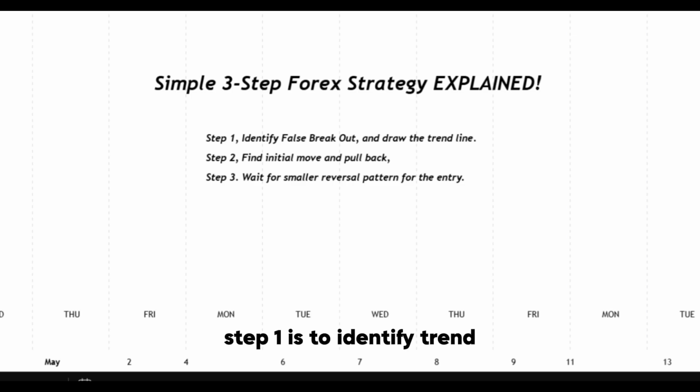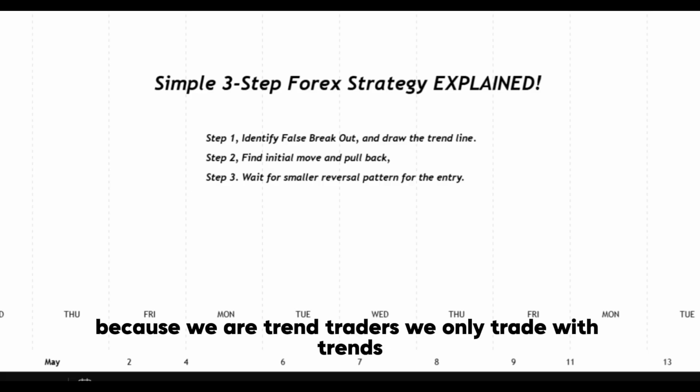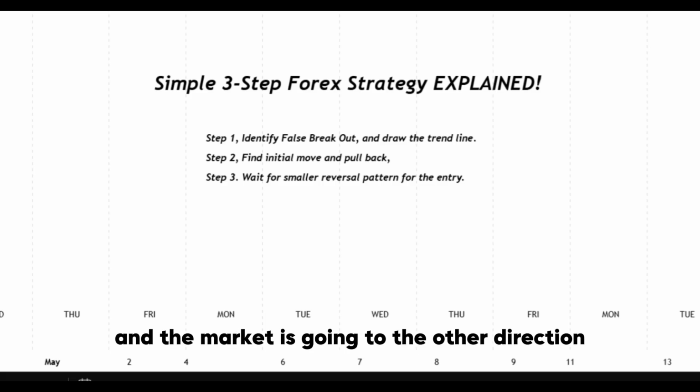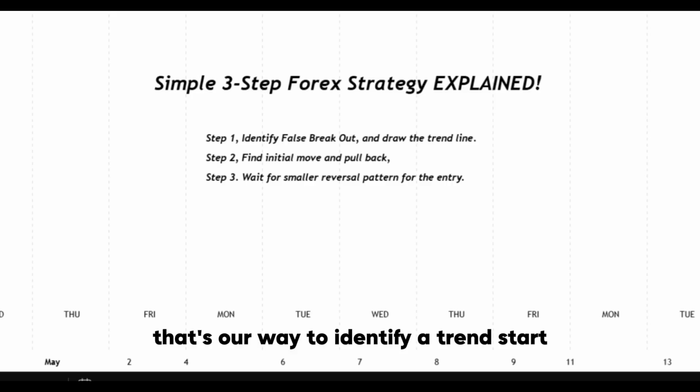Step 1 is to identify the trend. Because we are trend traders, we only trade with trends. A false breakout is when the market breaks a daily level and returns back to its range. It shows the breakout traders are trapped and the market is going in the other direction. That's our way to identify a trend start.